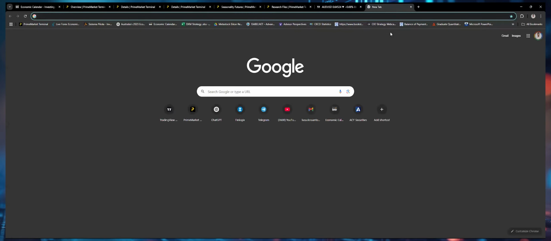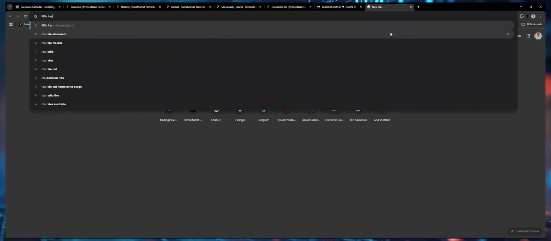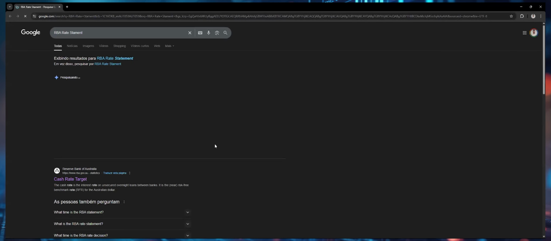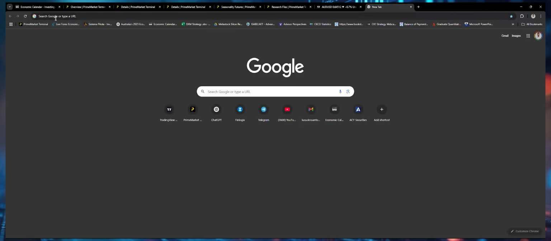All right. So if you want to have a look, for instance, at the statement, you just type up the bank, right? So let's say RBA, in this case the Reserve Bank of Australia, and then you type rate statement. For this case, we want the statement. Once you press enter, you're going to get the first link as the Reserve Bank of Australia. Okay, cool.